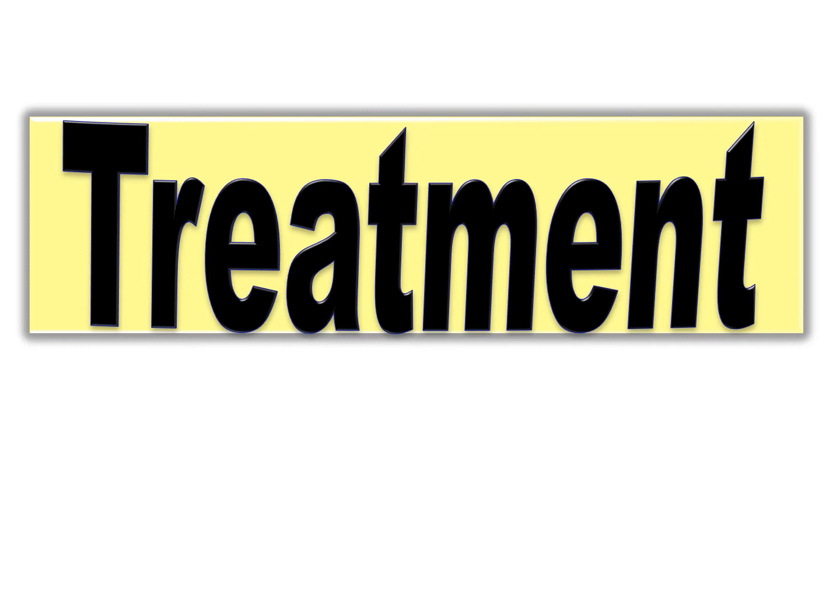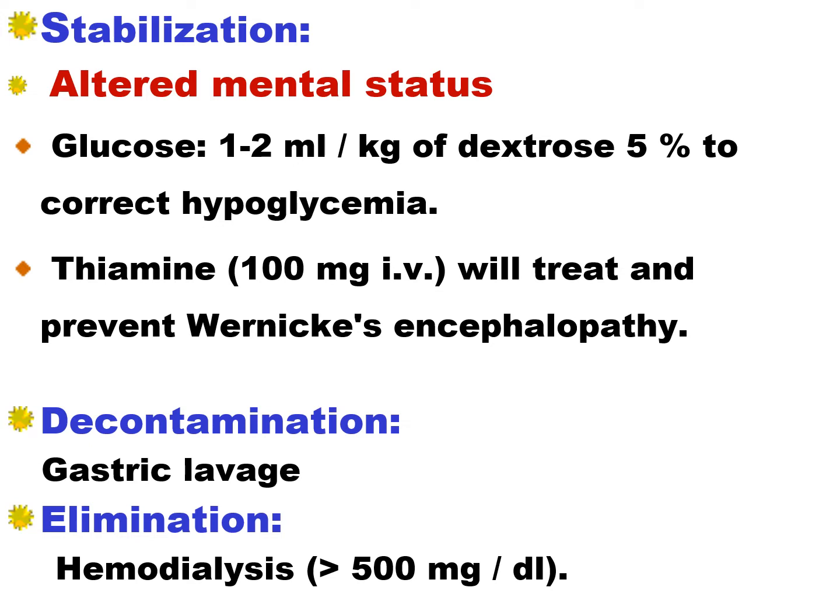Acute ethanol toxicity is treated with supportive measures, mainly stabilization of the conscious level and giving glucose for the presence of hypoglycemia, and thiamine, as alcoholics and drunkards are characterized by multivitamin deficiency, mainly thiamine deficiency. Also, decontamination should be done very rapidly, within 1 hour or 1.5 hours, due to very rapid absorption of ethanol.